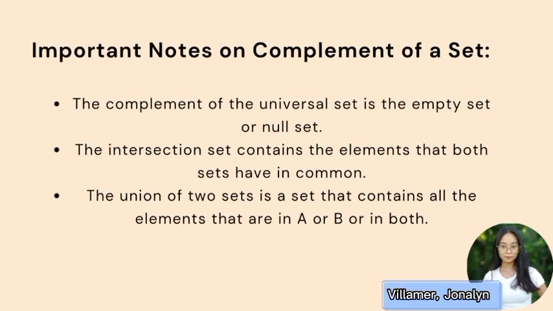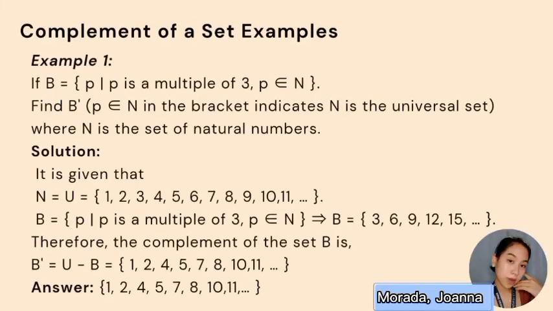Important notes on the complement of a set. The complement of the universal set is the empty set or null set. The intersection set contains the elements that both sets have in common. The union of two sets is a set that contains all elements that are in A or B or in both.